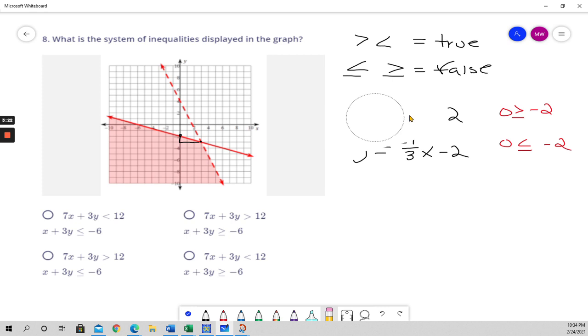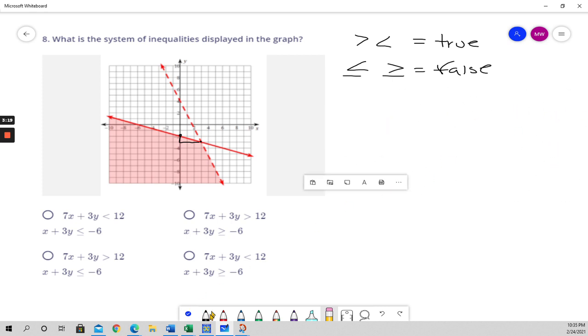So I'm going to erase this, and I'm going to write that y is less than or equal to negative 1/3 x minus 2. Okay. That's one of the equations I'm looking for. The other one that I'm looking for has a y-intercept of 4, and it goes down, here is the next good point.